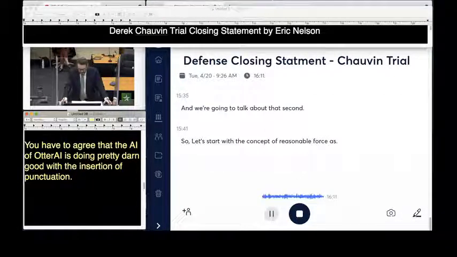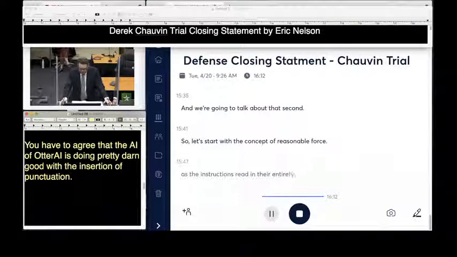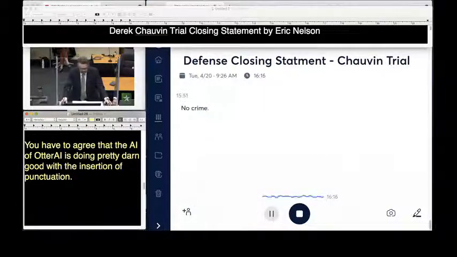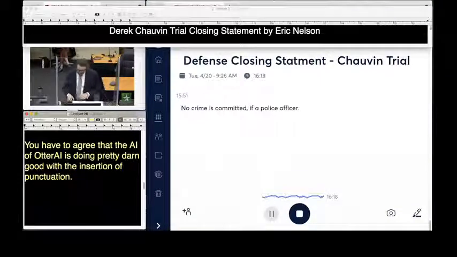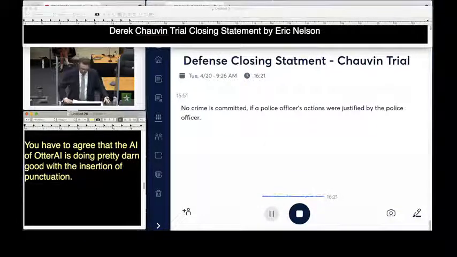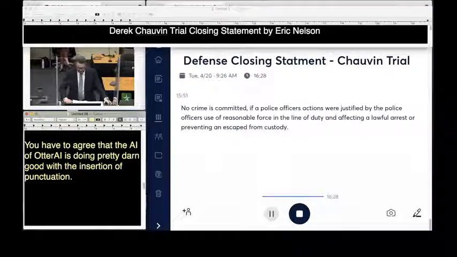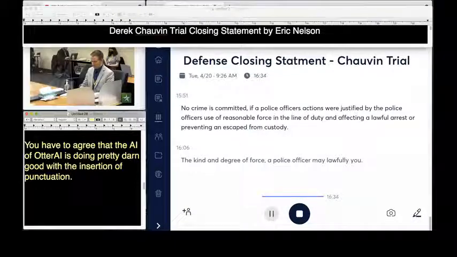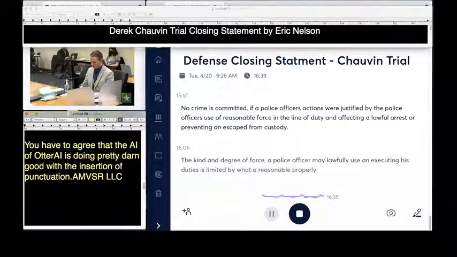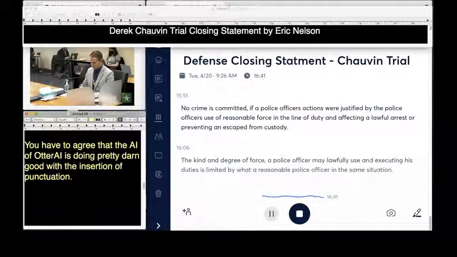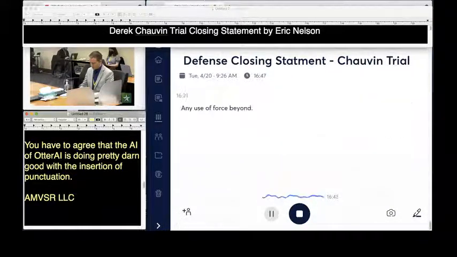As the instructions read in their entirety, no crime is committed if a police officer's actions were justified by the police officer's use of reasonable force in the line of duty in effecting a lawful arrest or preventing an escape from custody. The kind and degree of force a police officer may lawfully use in executing his duties is limited by what a reasonable police officer in the same situation would believe to be necessary. Any use of force beyond that is not reasonable.